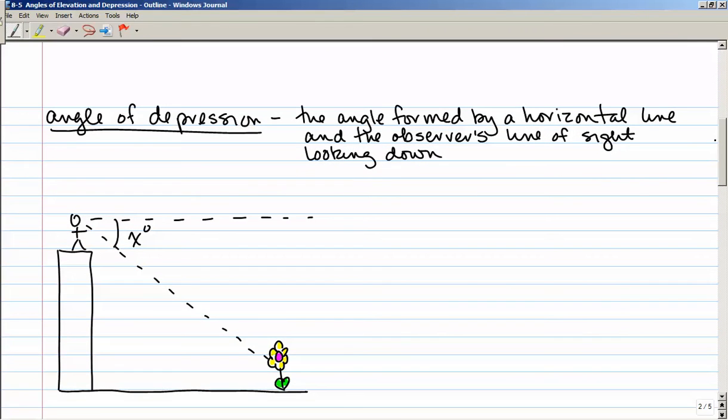Angle of depression is the angle formed by a horizontal line and the observer's line of sight looking down. So here we have somebody standing on top of a building or a tower, and he's looking straight out. That's his horizontal line of sight, but then he's going to look down at this flower on the ground. So the angle of depression is this angle that's formed here by his horizontal line of sight and his line of sight looking down at the flower.